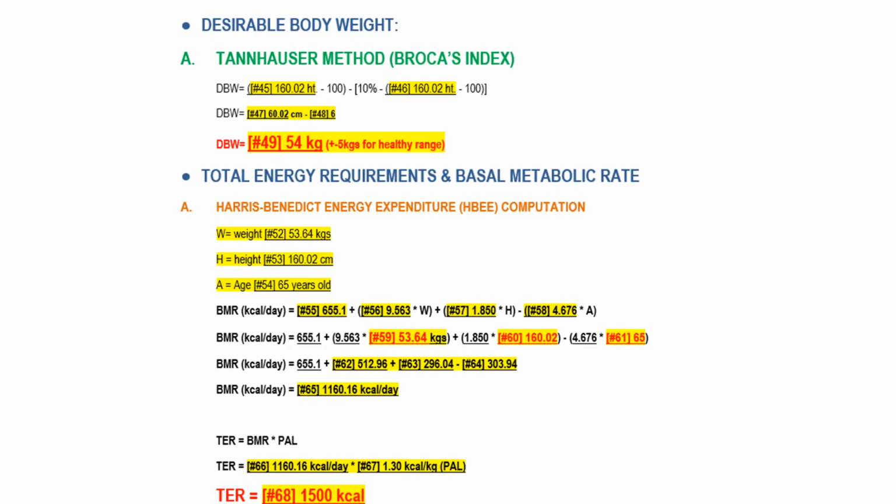First is to multiply the constant number to her actual weight, to her actual height, and to her actual age. After multiplying her weight, height, and age, continue to compute by adding them all and subtracting at the end, especially the age part, to get the BMR. For getting her TER, the formula is BMR times PAL. So given the number for BMR is 1160.16 kcal per day, multiply it by 1.30, which is her physical activity level, sedentary, for she is retired.